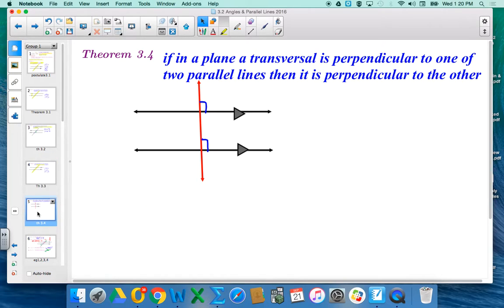All right, there's one more that we didn't talk about yesterday. It says, if in a plane a transversal is perpendicular to one of two parallel lines, then it is perpendicular to the other. What does the word perpendicular mean? Intersect to make a right angle. Forms right angles, right. So this little symbol right here means that this line is perpendicular to that line. So if it's perpendicular to this one and that one's parallel to it, then these are both perpendicular.